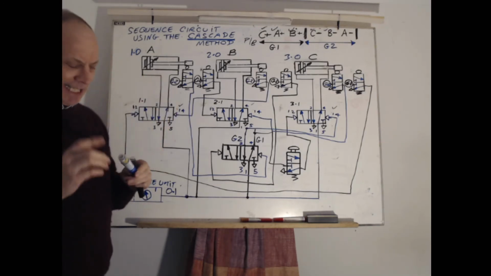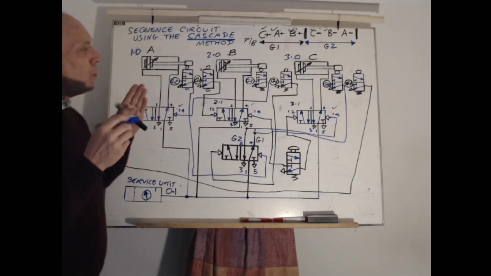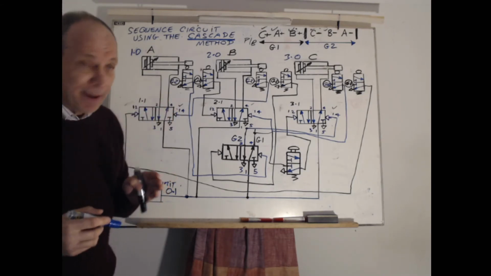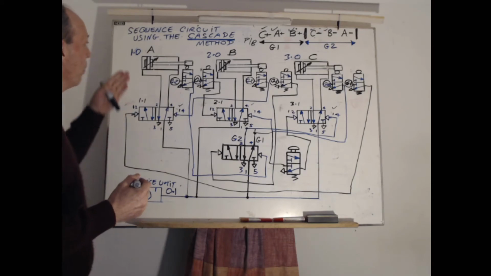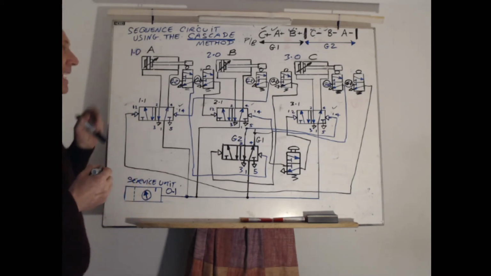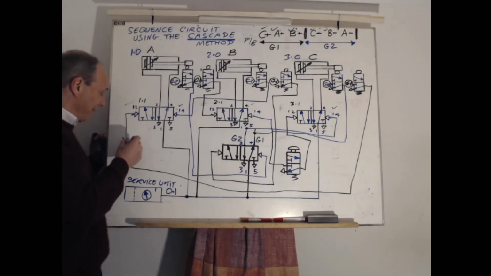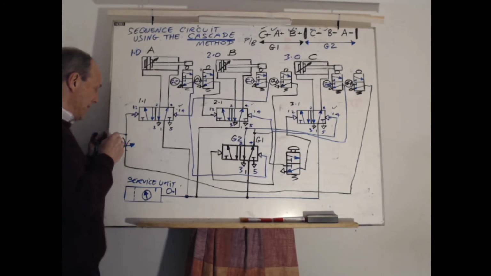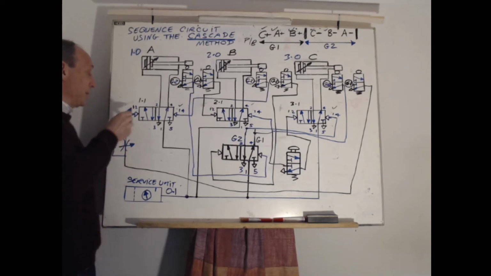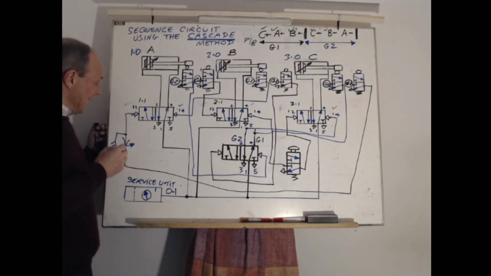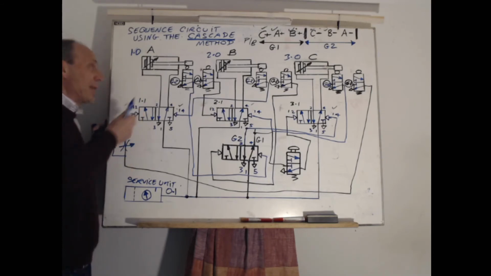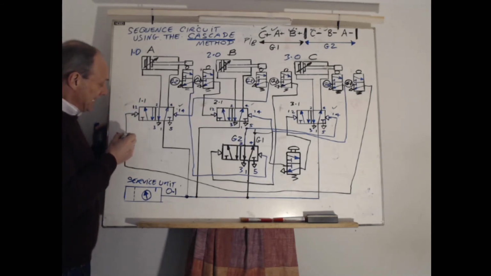Little add-ons to this, little things you need to remember. If you want to delay an operation with a timer, so let's say you want to delay A+, it's easily achieved. You simply fit a flow control valve, and I'll put in the required check valve. It allows the air to come back when required. It's going to control the flow of the air to the operation of A+, but it needs to delay.